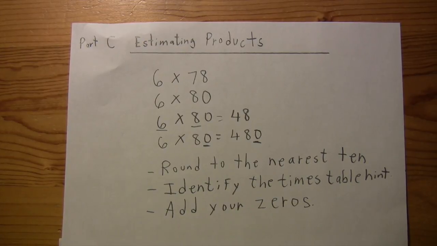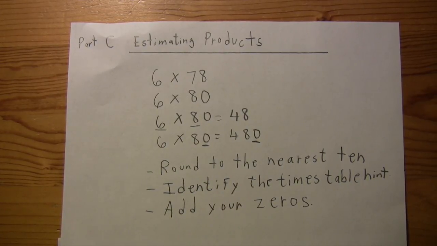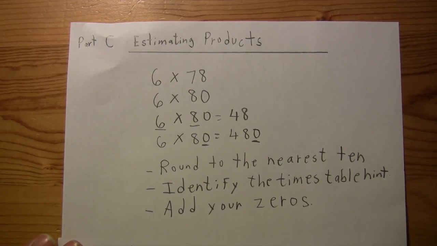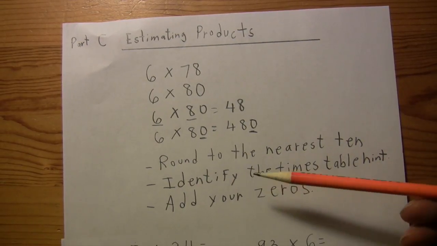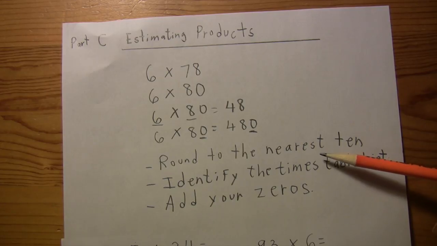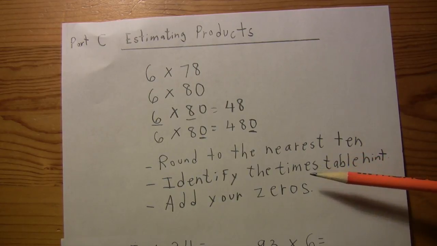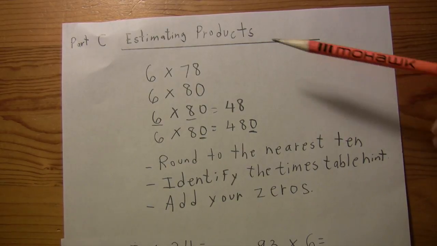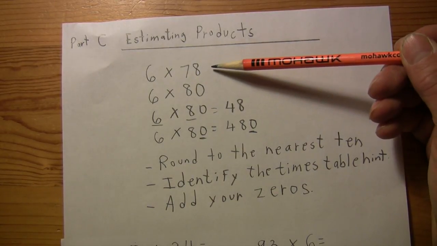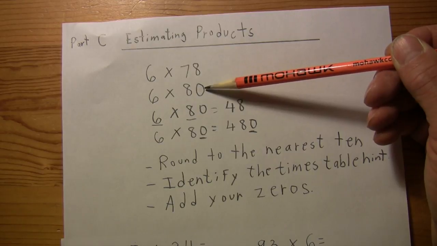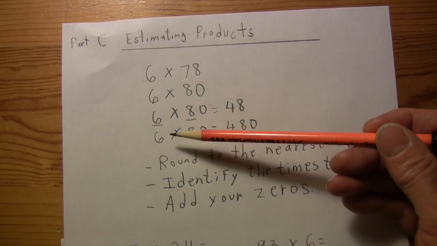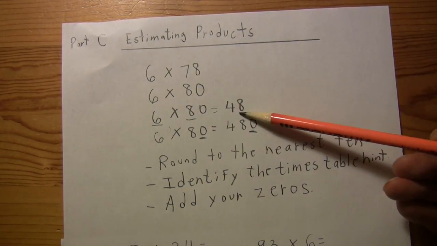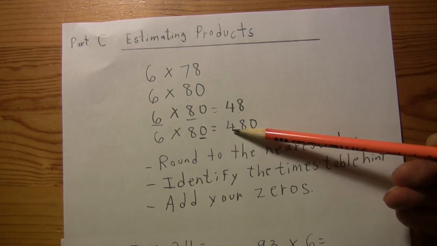The next part of our test is estimating products. This is similar to part B of the test, but we have one additional step. The steps we have to do for this one, round to the nearest 10, that's the additional step, and the rest is the same. Identify the times table hint and add your zeros. 6 times 78, 78 rounds to the nearest 10, it becomes 80. Look at your times table hints. 6 times 8 is 48, and add the necessary zeros.